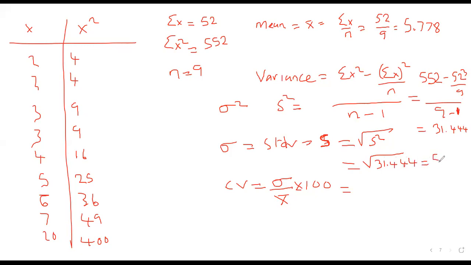5.608. And the coefficient of variation? We divide the standard deviation, 5.608, divided by the mean, which is 5.778, times 100. What are we getting? I'm getting 97.06. At 97.06%.